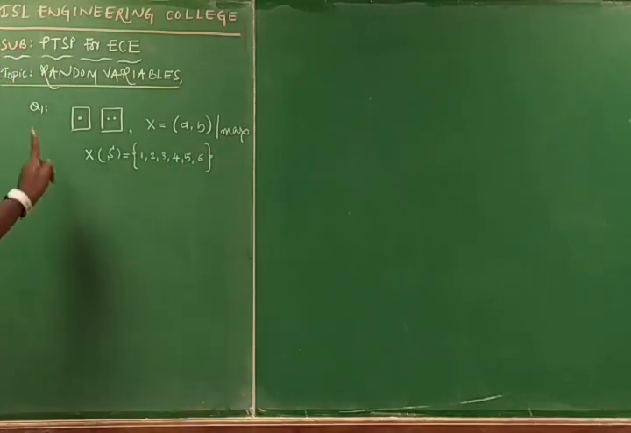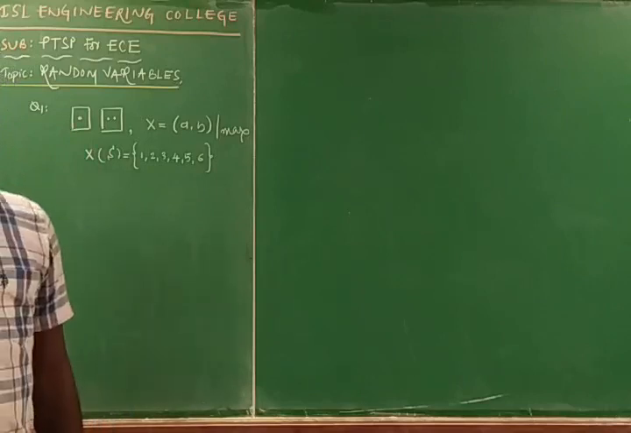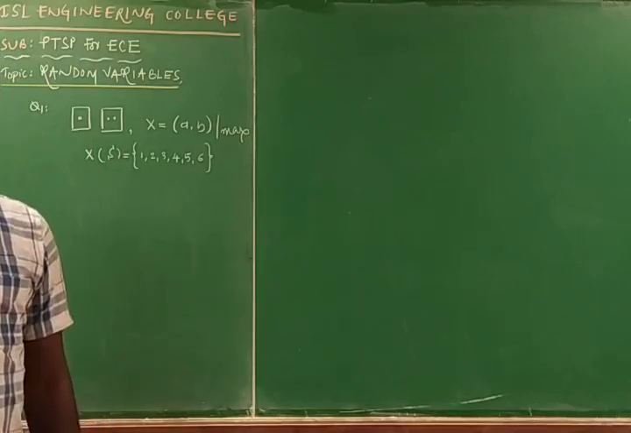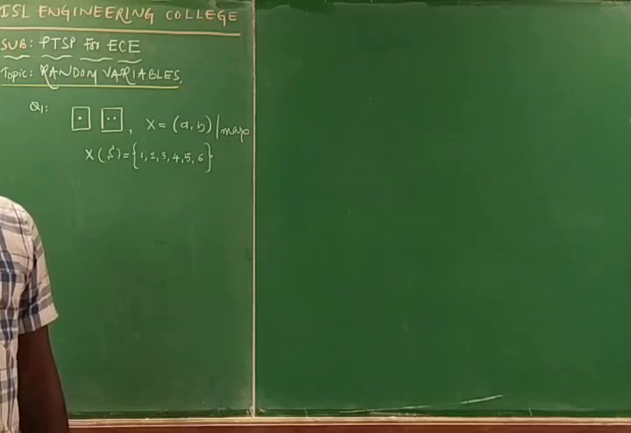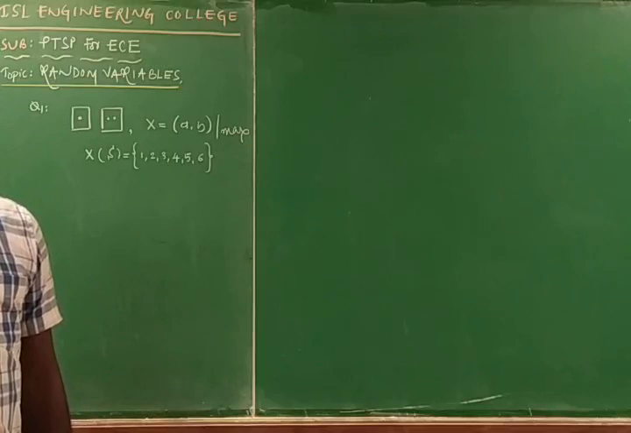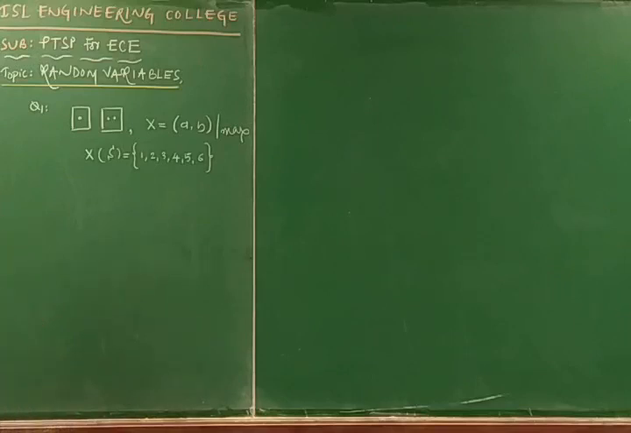So this is the condition, the information which is given in the question. Two dice are thrown. Let X assign to each point (a, b) in S the maximum of its numbers. X of (a, b) is equal to the maximum of a and b. Find the probability distribution. X is a random variable. X of S is equal to 1, 2, 3, 4, 5, 6.